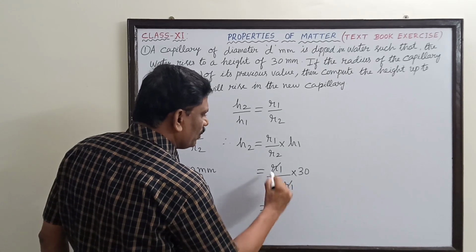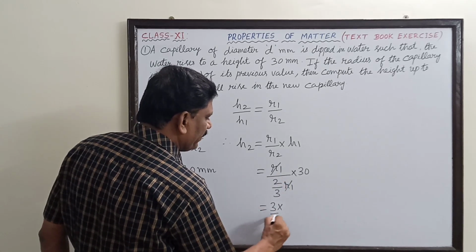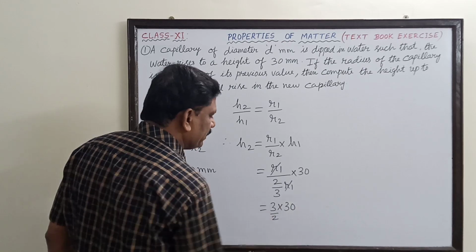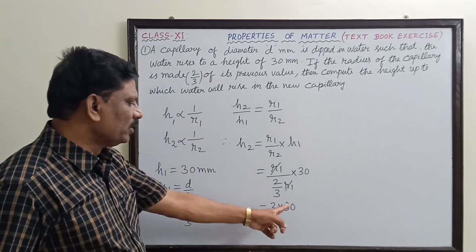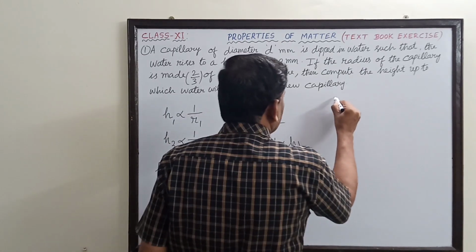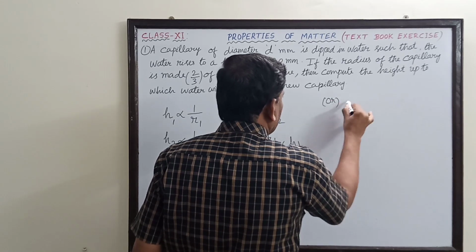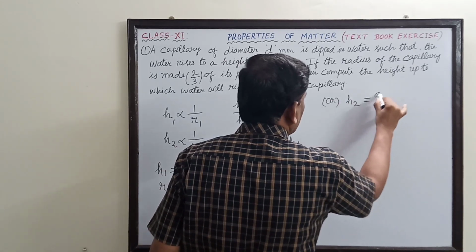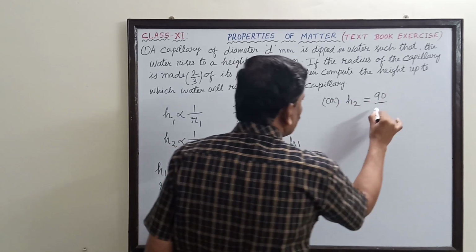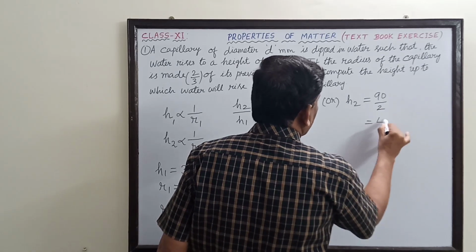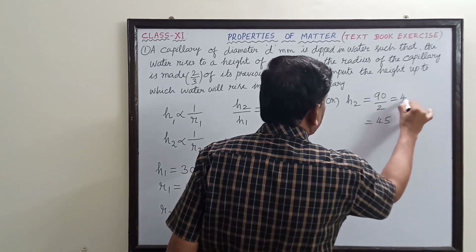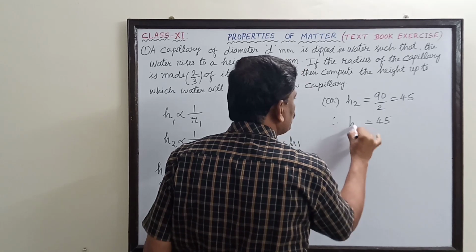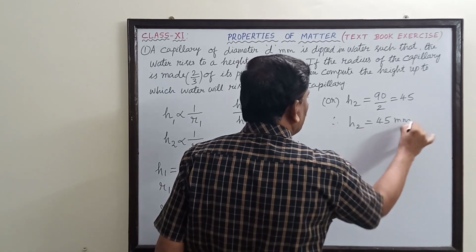so that this will be equal to 3 by 2 into 30. So 3 into 30 is 90, or H2 is equal to 90 by 2. This is equal to 45. Therefore H2 is equal to 45 millimeter.